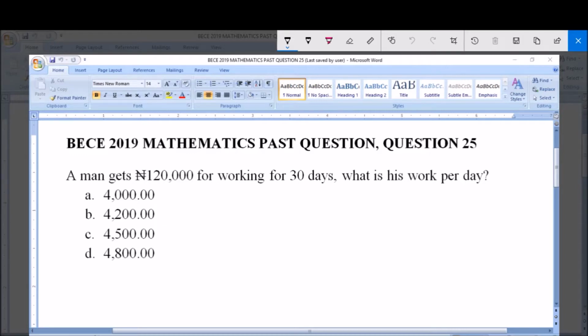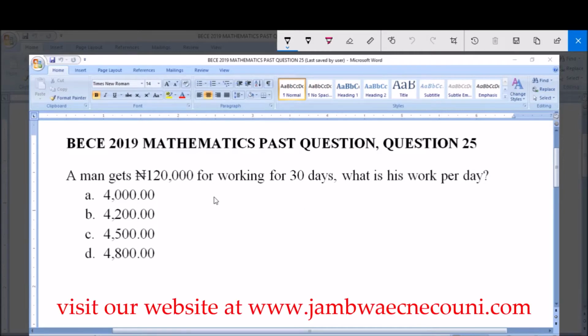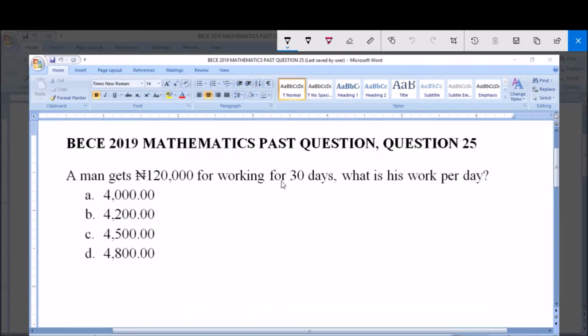A man gets 120,000 naira for working for 30 days. What is his work per day? A. 4,000 naira, B. 4,200, C. 4,500, and D. 4,800. So we are asked to calculate how much the man gets for working per day. Since the man gets 120,000 for working for 30 days, now we have to find his earning per day.